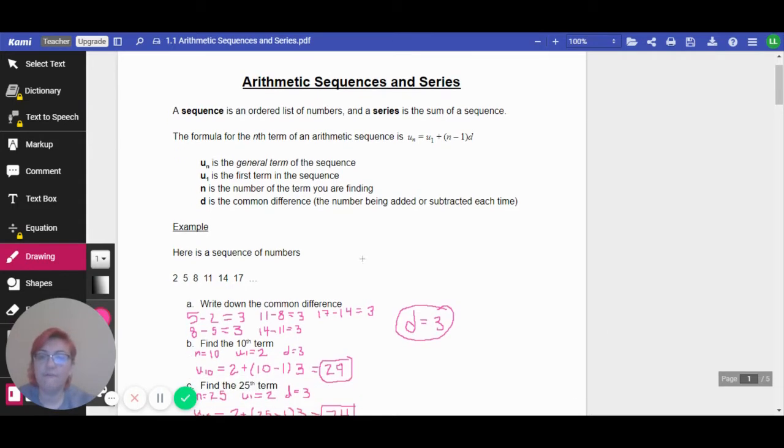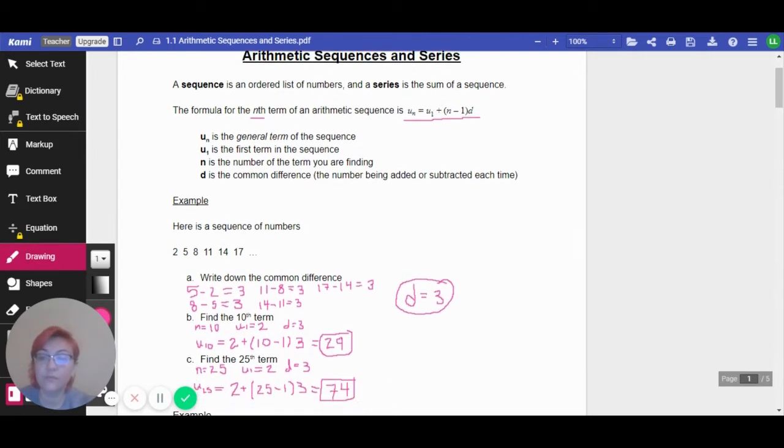Now, the formula for the nth term of an arithmetic sequence is un equals u1 plus n minus 1 times d. And here un is the general term of the sequence. u1 is the first term of the sequence. n is the number of the term you're finding. And d is the common difference. In an arithmetic sequence, that's the number being added or subtracted each time.